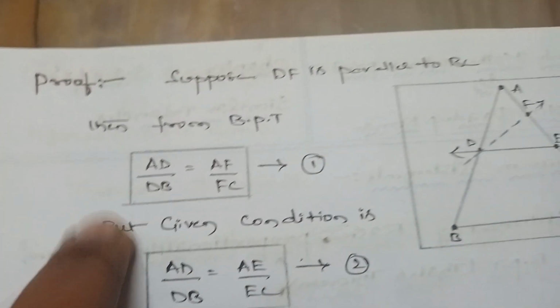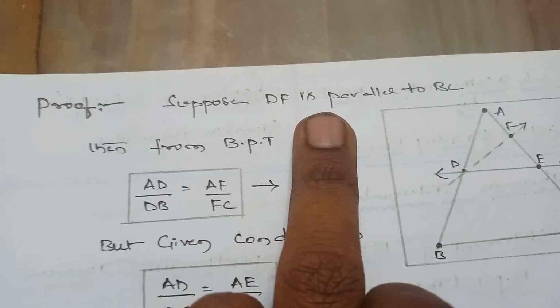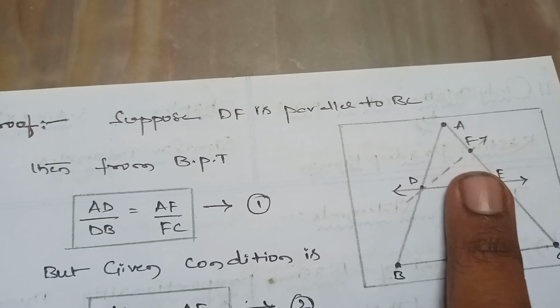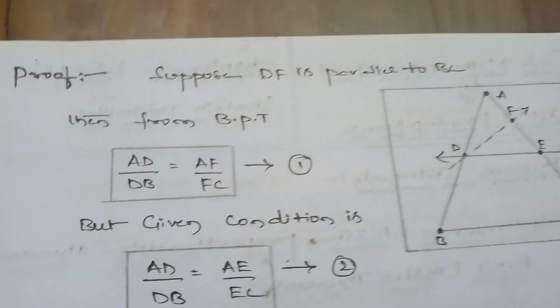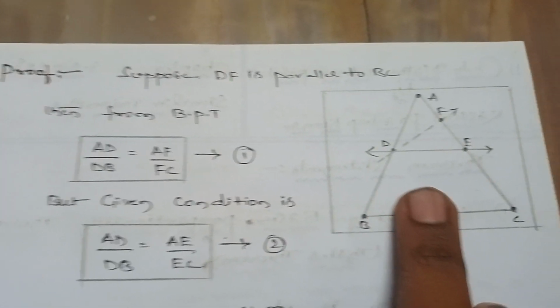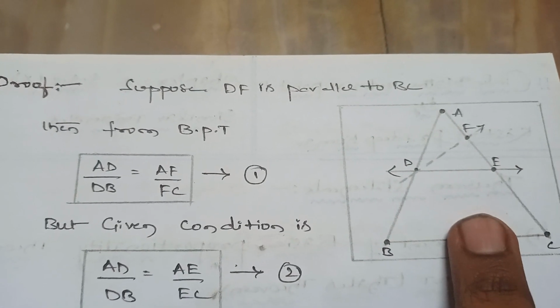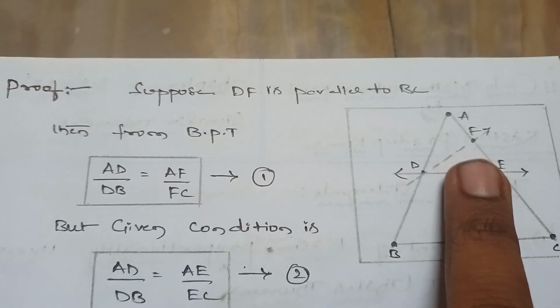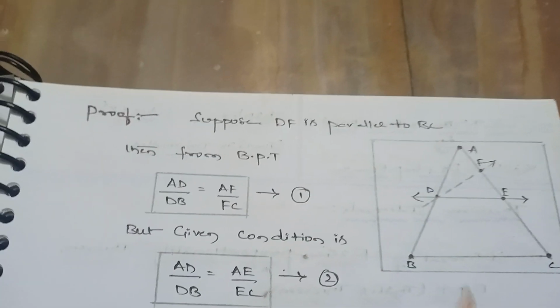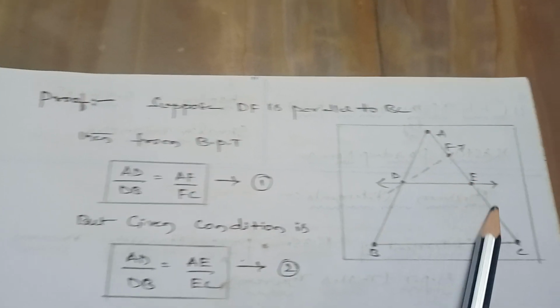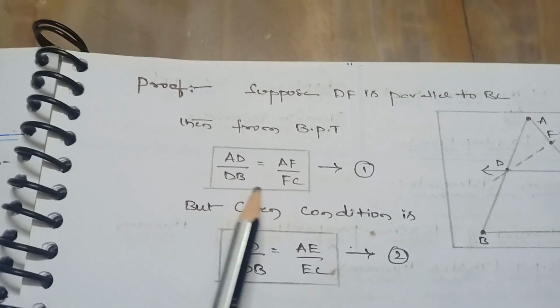Now we need to take the proof, guys. Suppose DF is parallel to BC. Then if that is parallel to BC, what becomes, guys? According to the BPT theorem, AD by DB equal to AF by FC, right? That only I mentioned here.